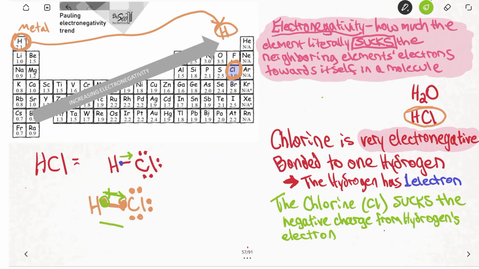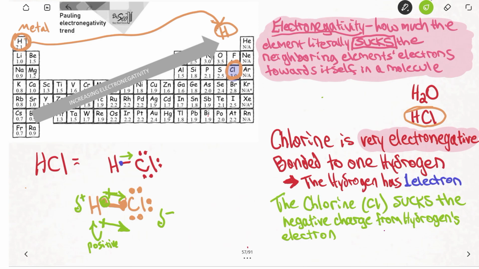And the correct icon for this is a little arrow, and then it's got a plus side on the end of the arrow. So that indicates that side is going to be more positive, and the electron is going this way. And so the chlorine is going to end up with a partial negative charge, and the hydrogen is going to end up with a partial positive charge.